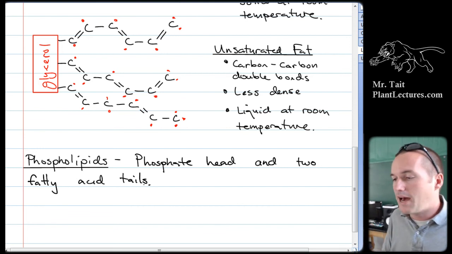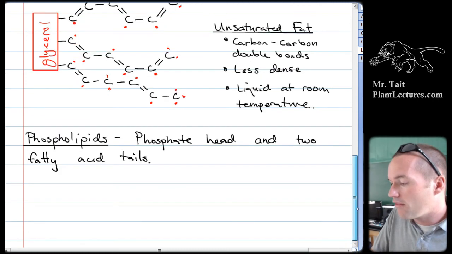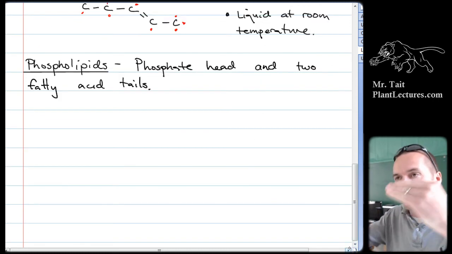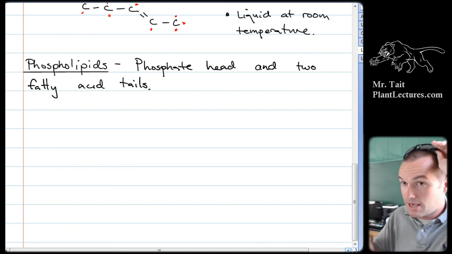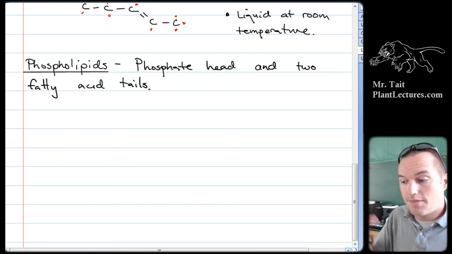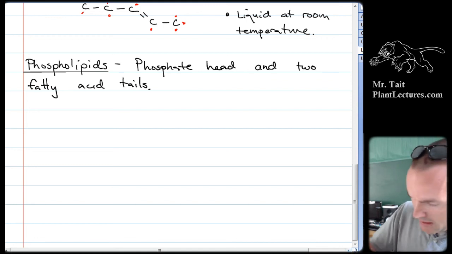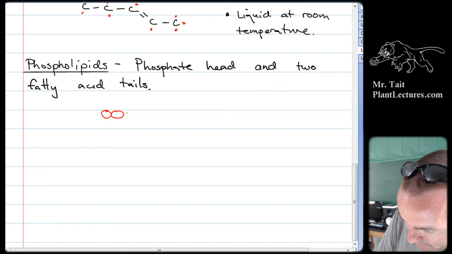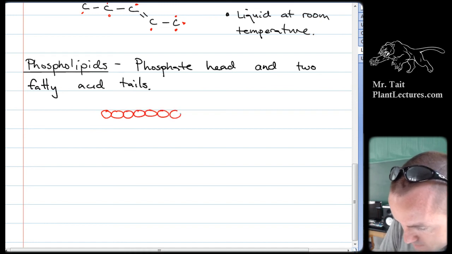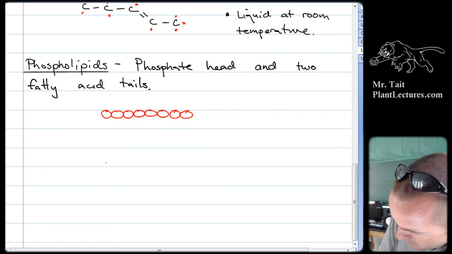And as a result of that, when it gets in water, all of the phosphate heads are going to want to point towards the water, and the tails are going to want to point away from the water, because the tails are hydrophobic and the head is hydrophilic. So it's going to form something that is called a phospholipid bilayer. Okay?